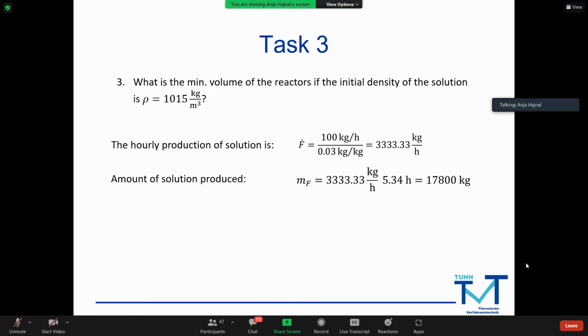Now we know how long we do our process because we've just calculated that under 2. And we know that we have in total 17,800 kilograms of the solvent. And simply now, when we know the density of the solution, volume equals mass over density, you should get 17.54. Yeah, somebody also here reports the correct value. That's true. 17.54 cubic meters.